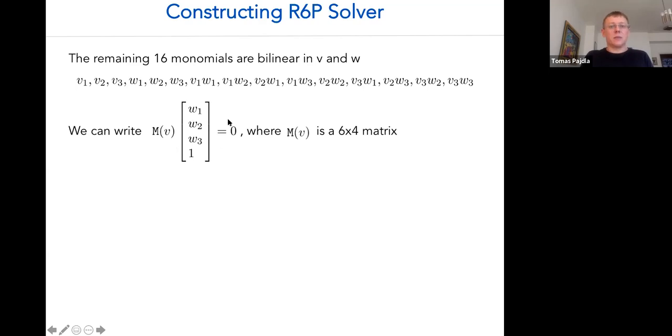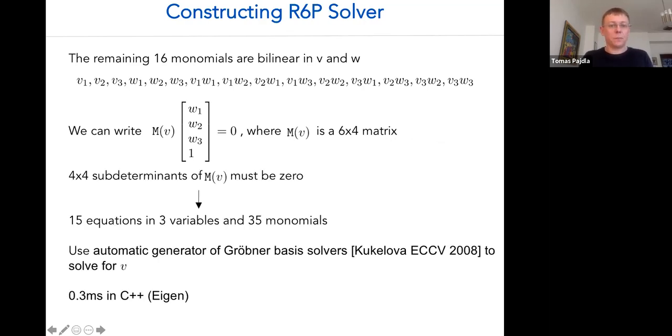So in this case, we will write these equations, which we don't write here on the slides because they are too complicated. Nevertheless, we can write them in the following way. We can put a vector of W's here and also the absolute term into a vector. And everything else, all the terms with V's, we can put inside a matrix that multiplies this vector of W's. So this M of V will now be a 6 times 4 matrix after doing that, and this matrix will contain only V's.